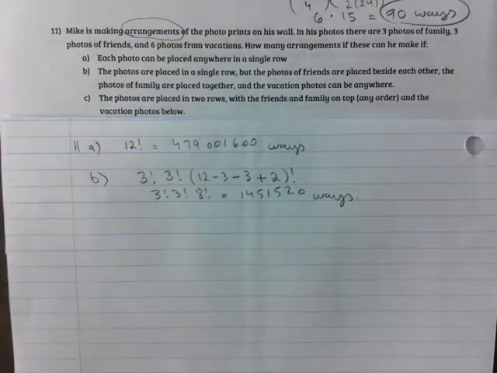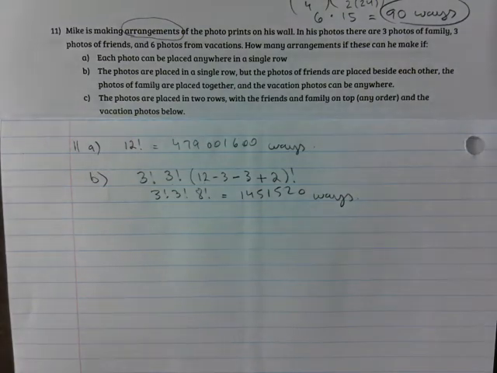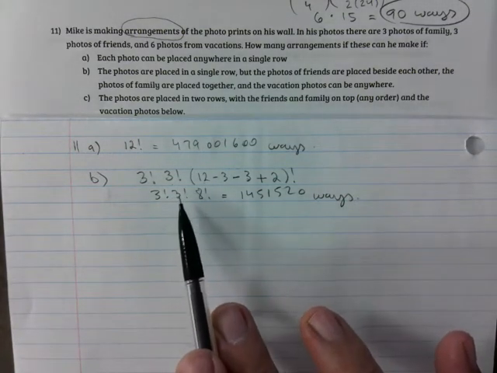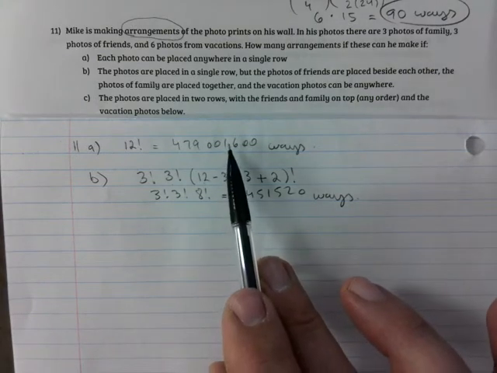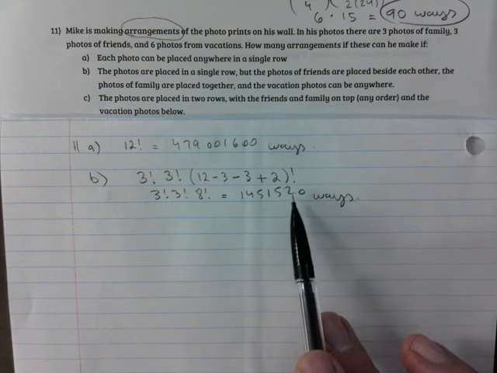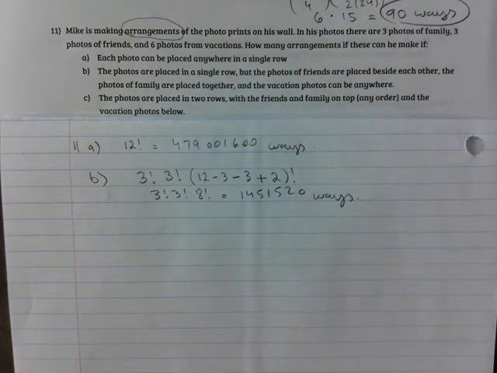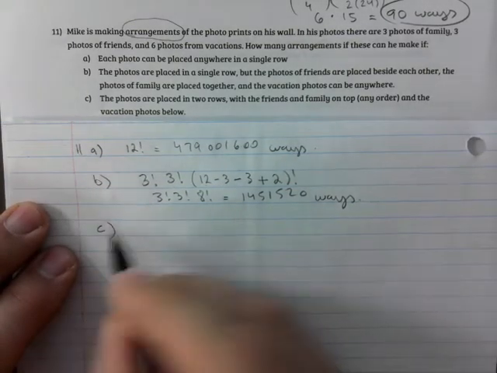And what if I said they're not to be beside? Like how many arrangements can be made where the friends and the family are not beside each other? Then you would just take the total, subtract the ways that they can be grouped together, and then you have that, right? So that would be a 2 mark. Watch out for that. Unless I made you figure it out before, and all you need to do is grab and subtract, it's going to be worth 2 marks.